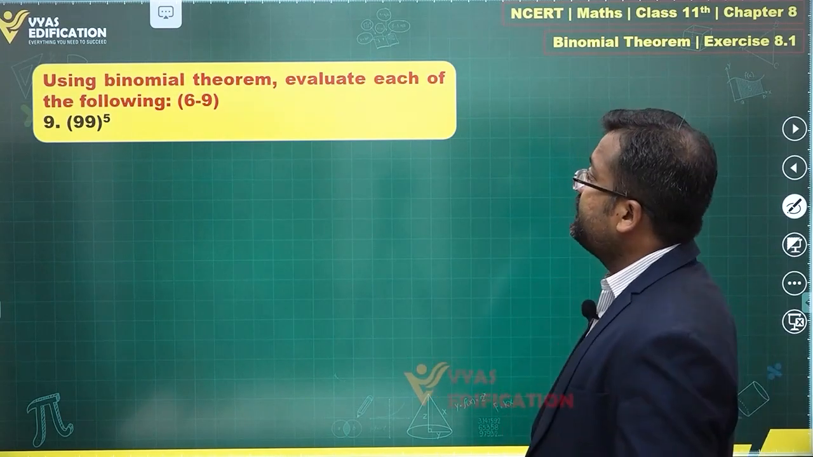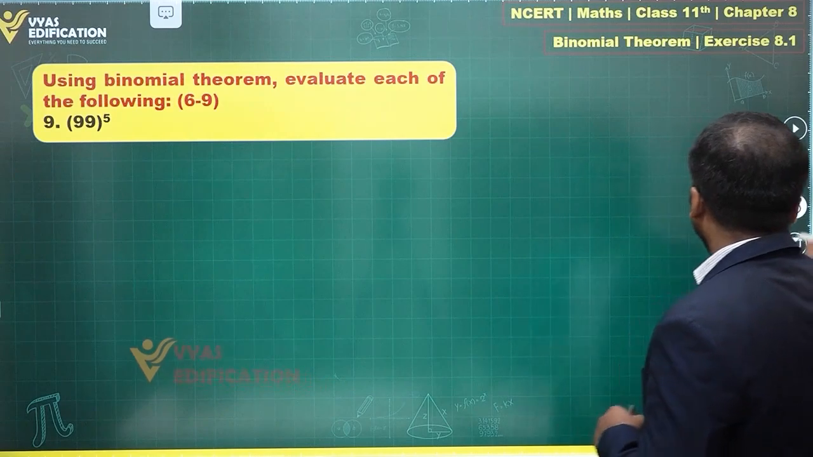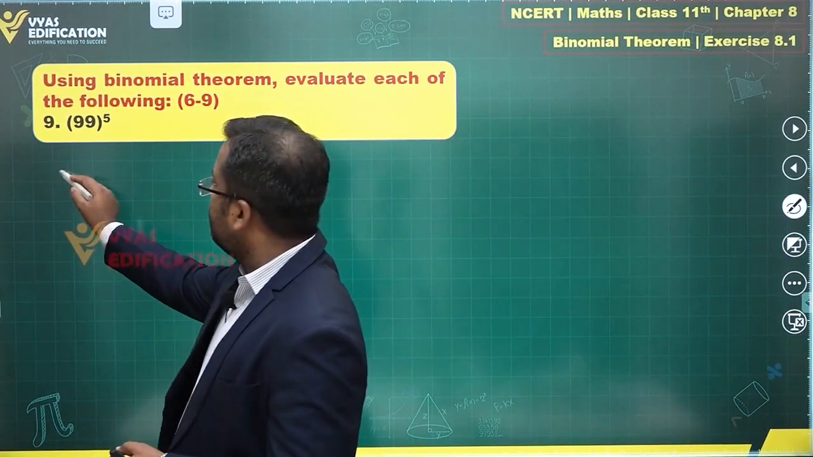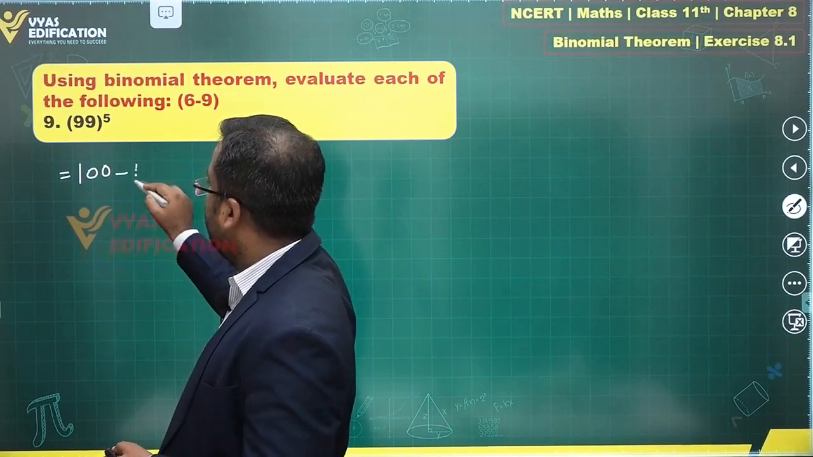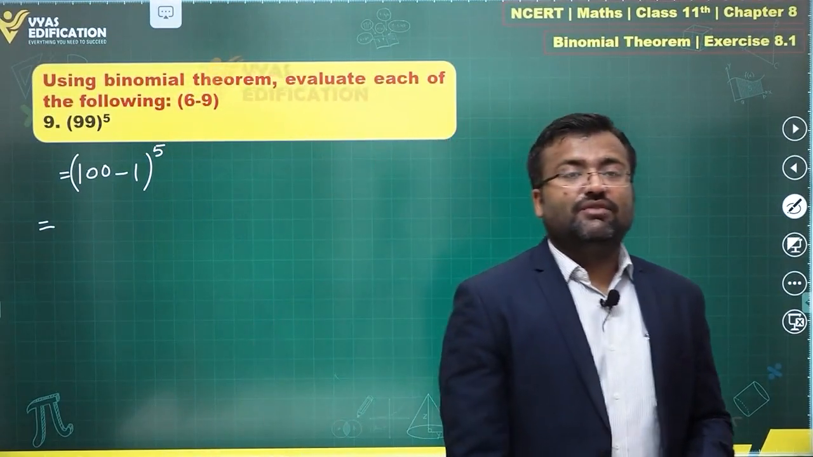Let's discuss this question next. 99 power 5 has to be found using the binomial theorem. Now, how do we go about doing that? We'll have to write 99 as (100 minus 1) power 5. And this will have an alternate plus minus sign. Yes, alternate plus minus sign will be there.